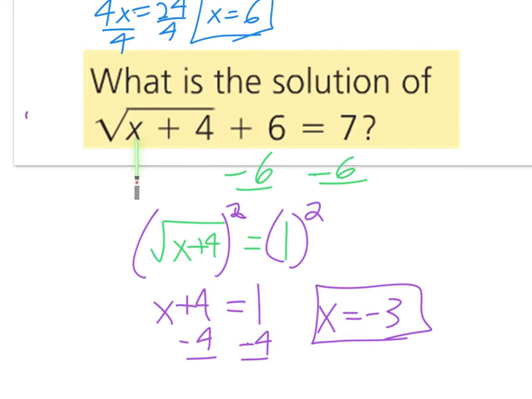And again, you can plug the negative 3 back in, make sure that it works. Pretty simple to check that one. So again, I highly recommend continuing to check your answers, even if extraneous solutions aren't possible, like in this case here.